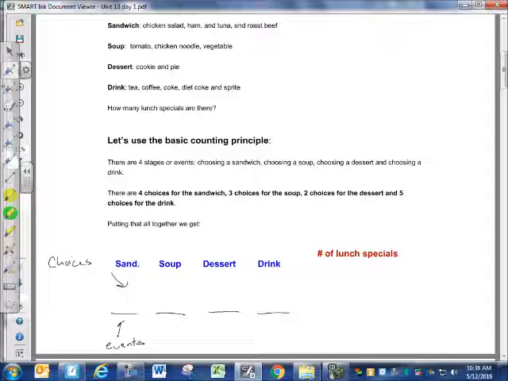I had 4 choices for the sandwich, 3 choices for the soup, 2 choices for the dessert, and 5 choices for the drink. Multiply those together, and you get the total number of lunch specials. How many lunch specials do we have? 120. Thank you. Simple.